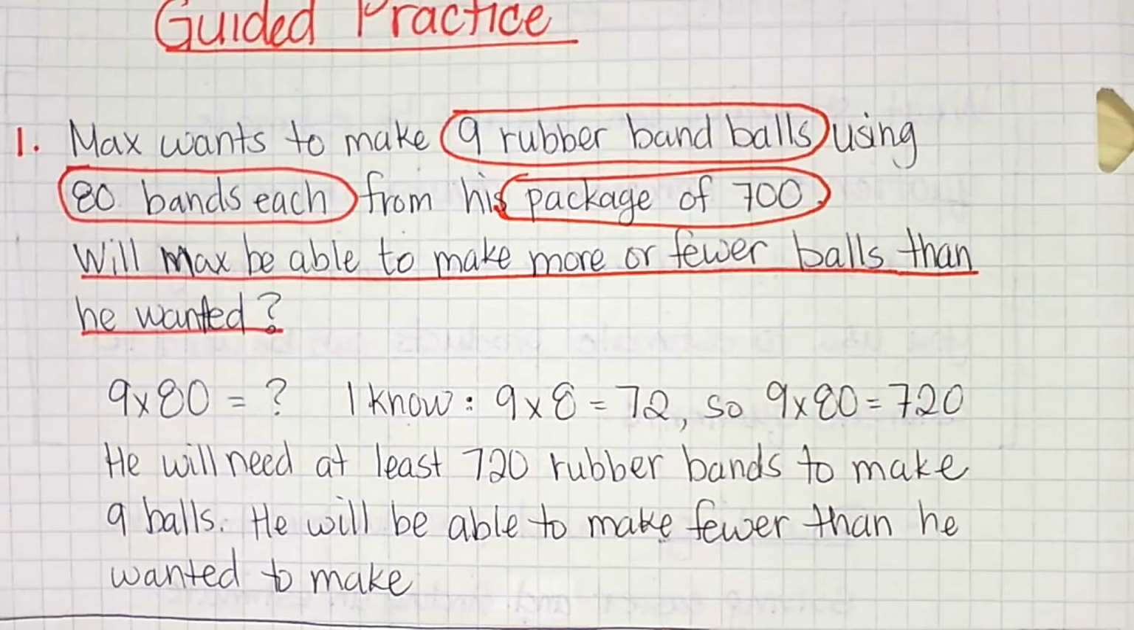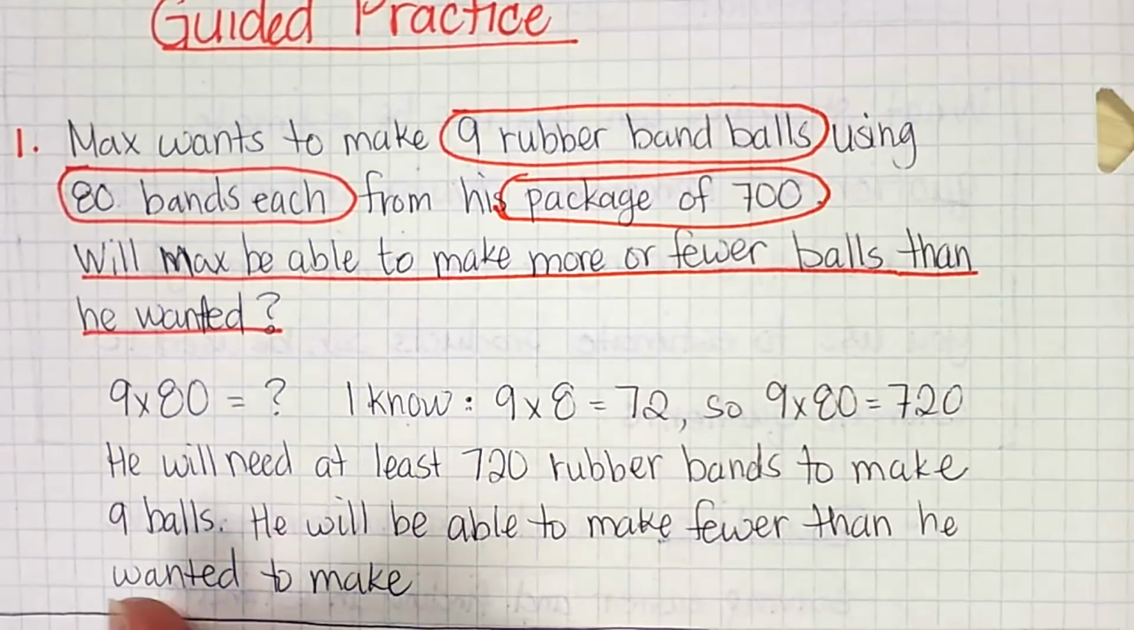Max wants to make 9 rubber band balls using 80 bands each from his package of 700. Will Max be able to make more or fewer balls than he wanted? So for this section, what I did was I annotated my questions.